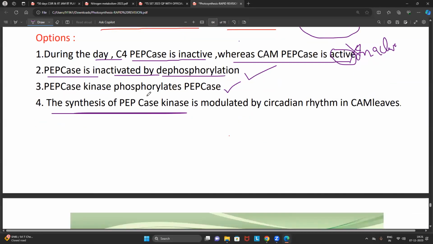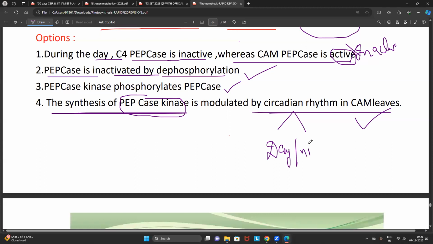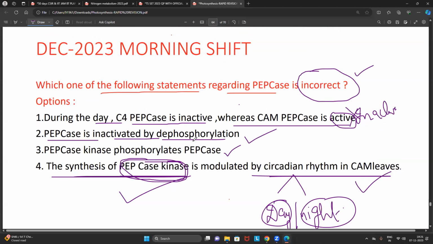It is a common statement: the synthesis of PEP carboxylase kinase is modulated by the circadian rhythms in the CAM leaves. What is the meaning of a circadian rhythm here? Circadian rhythm is about the day and night. The statement says that the synthesis of PEP carboxylase kinase enzyme is controlled by day and night. Is it or not? Of course, yes. Hence, the fourth statement is also a true statement.